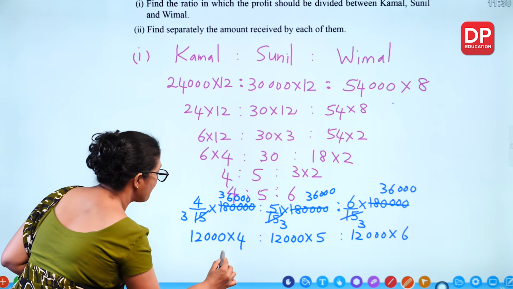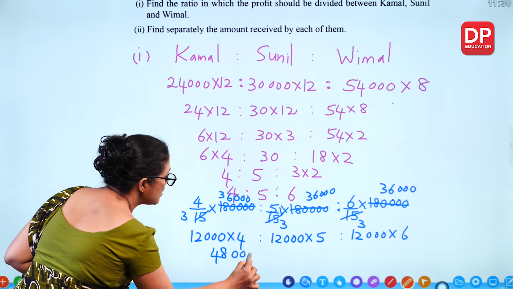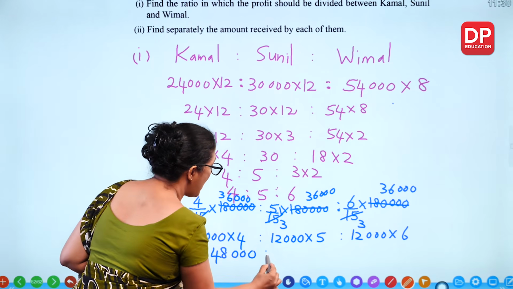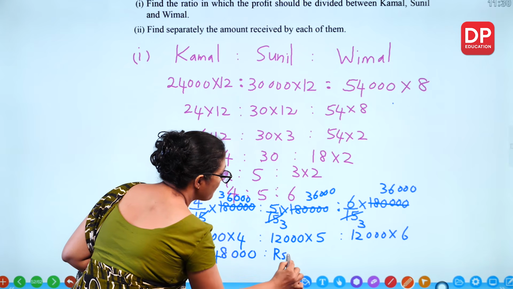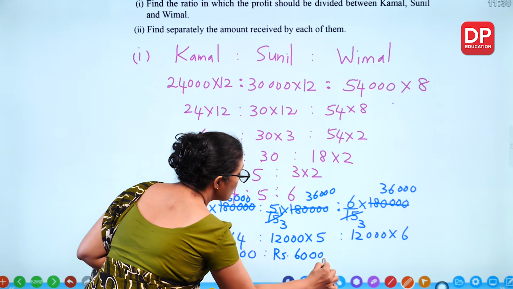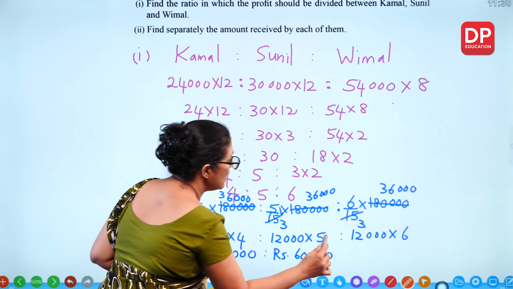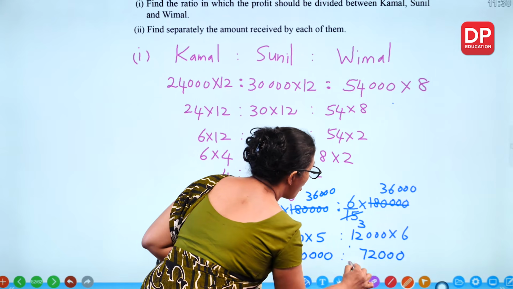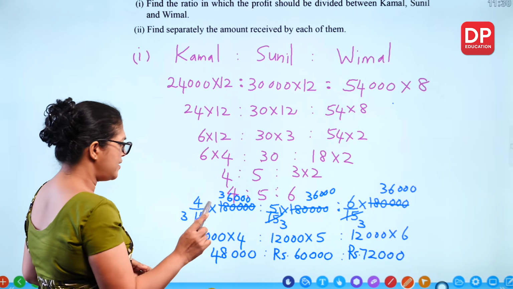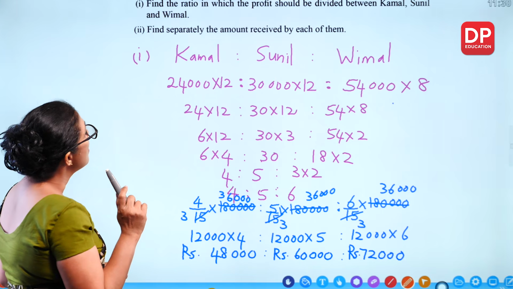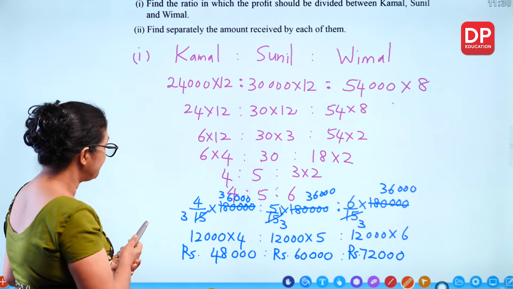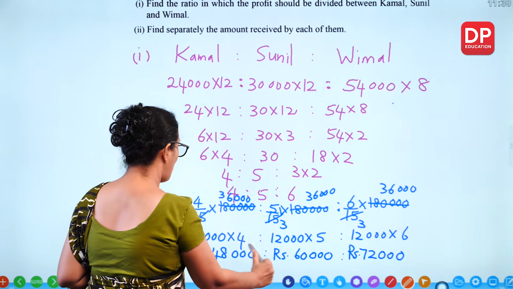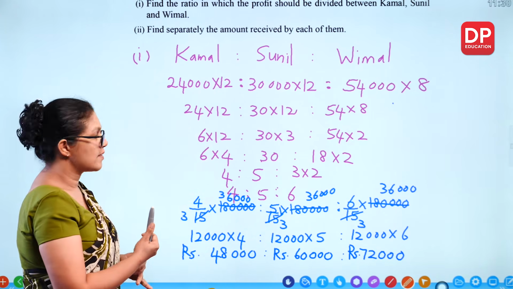So what's the amount? 48,000 rupees for Kamal, and this one 60,000 for Sunil and 72,000 for Vimal. So when you add these three, you need to get 180,000. So check it. 8 plus 2, 10. 1 remaining. 14 plus 4, 18. So that's correct.